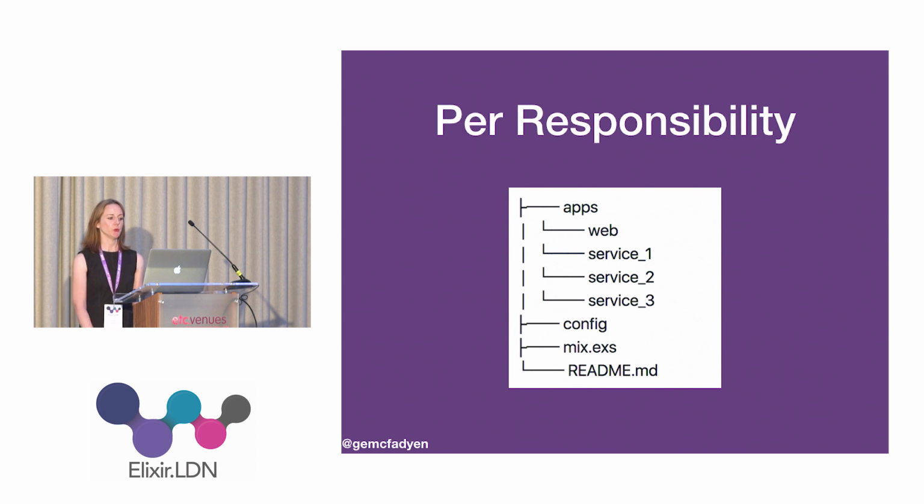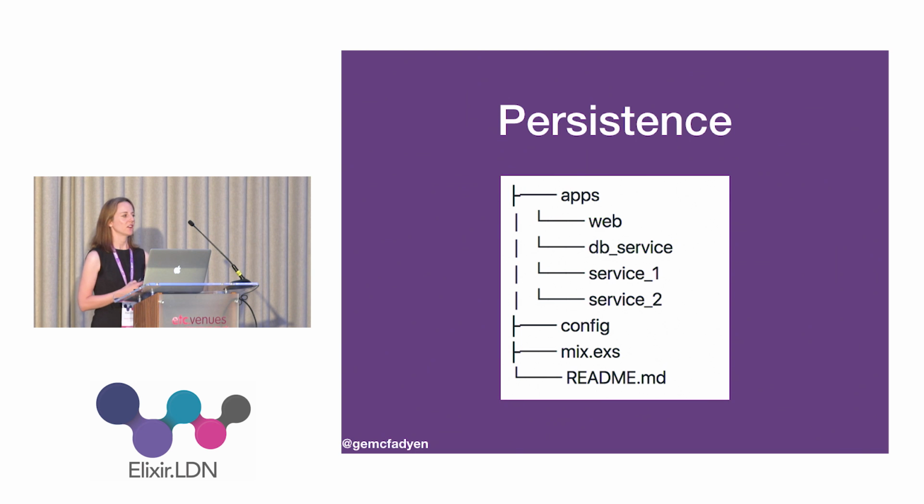On the other hand, you could decide to split up your application per responsibility. Perhaps if your domain's a bit more well-known, you can already identify different services. And then there's the question of persistence. Should you have one database service that handles all of your database interaction? Or should you have a database bundled with each sub-application that needs to use some persistence?